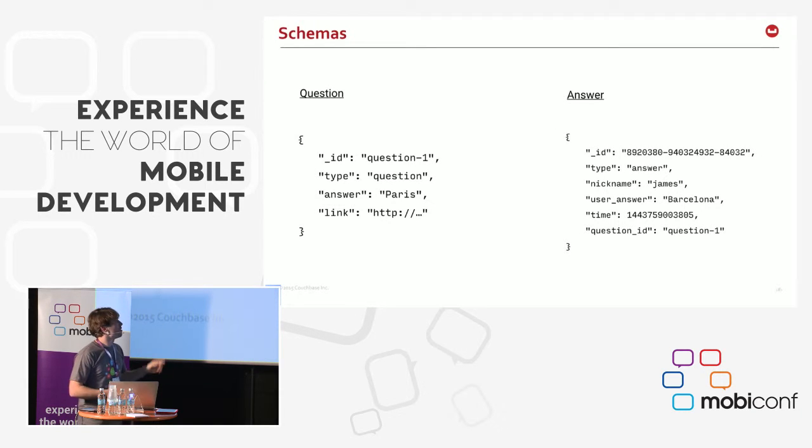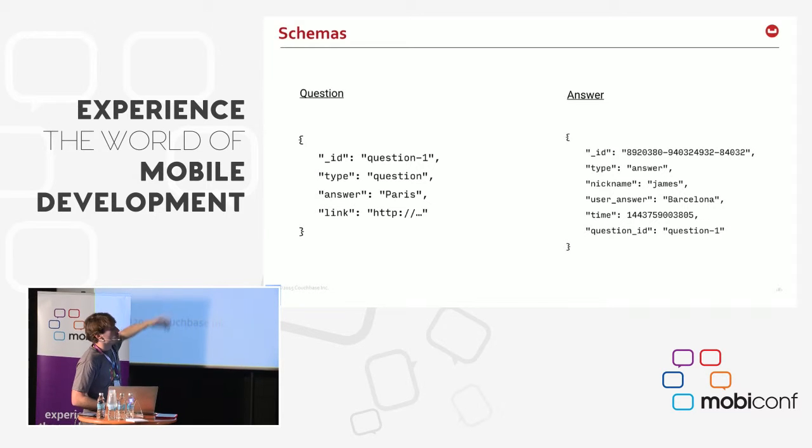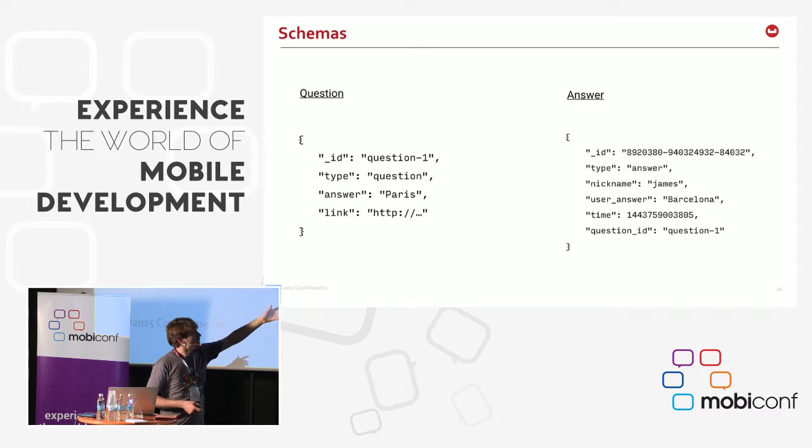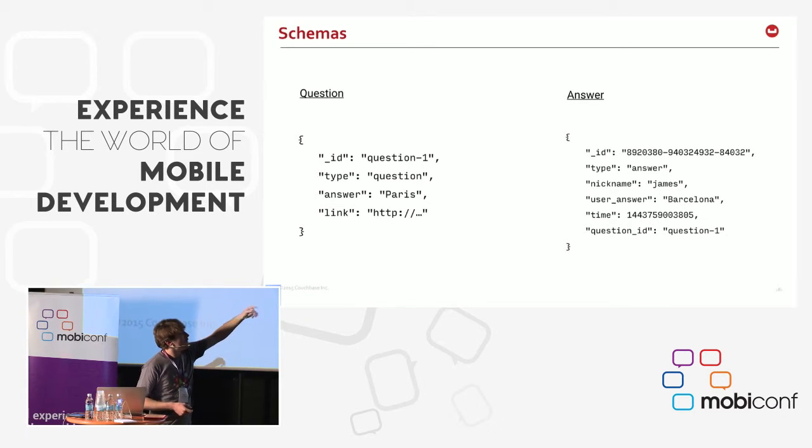The 2 documents for this demo were pretty simple. So the ID here, in this one, is an ID we chose. Every question has a question prefix and then an integer. A type is a way to have collections of documents, a bit like tables in SQLite. And then some other fields. On the answer, as well, we have the nickname, the user answer, and the time.